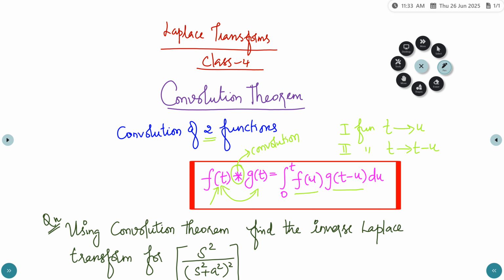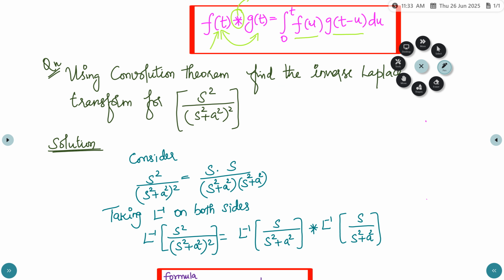With this concept, we are going to solve one problem, finding the inverse Laplace transform using convolution. Let us see the problem. Using the convolution theorem, find the inverse Laplace transform of s square divided by s square plus a square the whole square. So this is our given function.